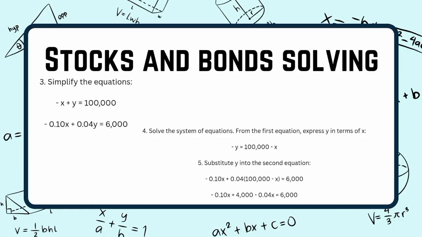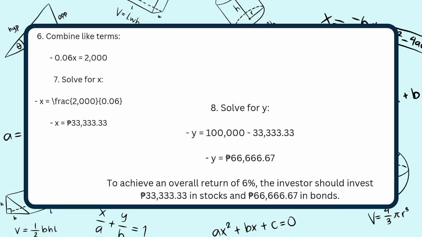Step 5: substitute y in the second equation. So, 0.10x plus 0.04 times (100,000 minus x) is equal to 6,000. So, 0.10x plus 4,000 minus 0.04x is equal to 6,000. Then in step 6, combine like terms. 0.06x is equal to 2,000, and solve for x.